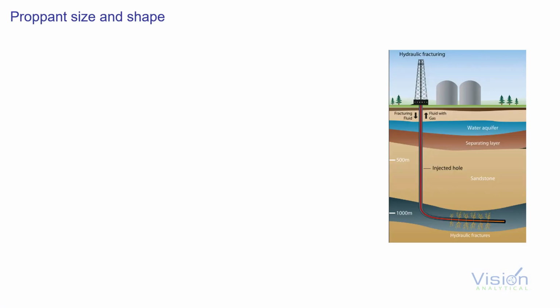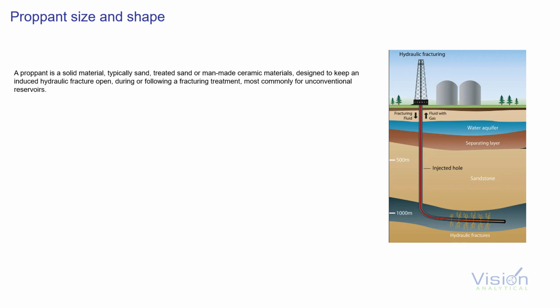The samples we're going to be looking at today are proppants. Proppants are solid materials that are used to keep hydraulic fractures open in the oil and gas industry. These are used in different reservoirs, typically unconventional reservoirs, and again, it's used to extract materials from the ground. The proppants, which are generally very round in shape, are added to fracking fluids.